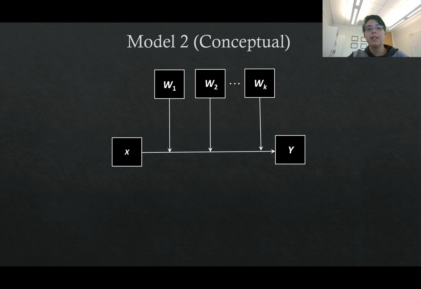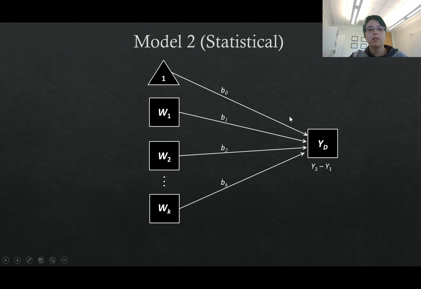Model 2 is actually an additive moderation model, so it allows for up to 5 moderators that are all moderating the effect of X on Y, but do not in fact interact with each other. And so in the statistical diagram, we can expand out the previous statistical diagram where we just have multiple W's. Each of these coefficients reflects whether a specific moderator is moderating the effect of X on Y, controlling for the other moderators.